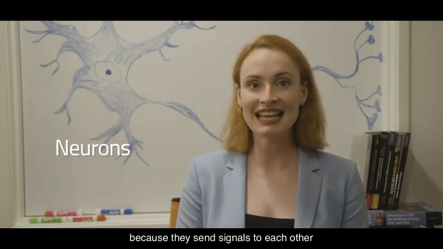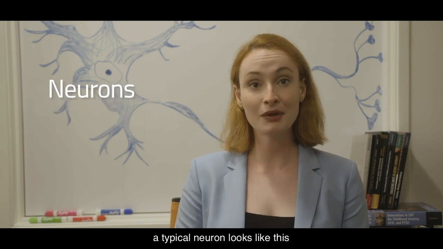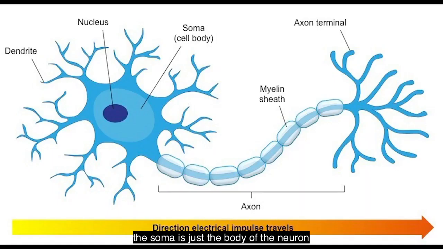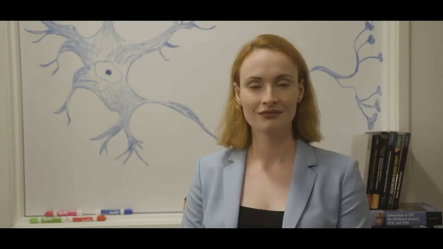Why? Because they send signals to each other. A typical neuron looks like this. The soma is just the body of the neuron. The axon is the output channel where it sends the signals, and the dendrites are where it takes the input from other neurons, often from many other neurons.